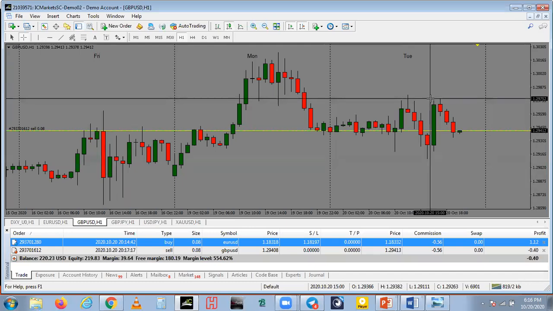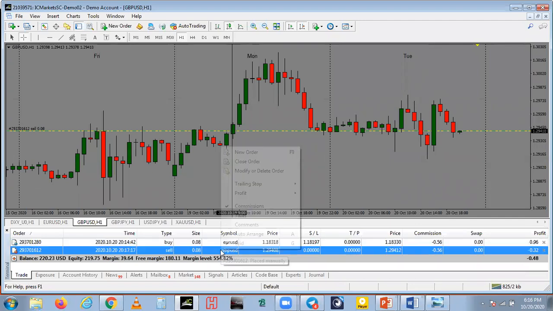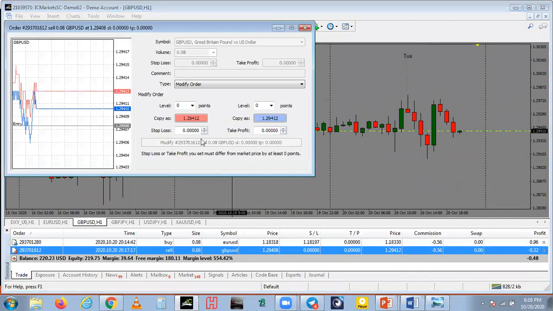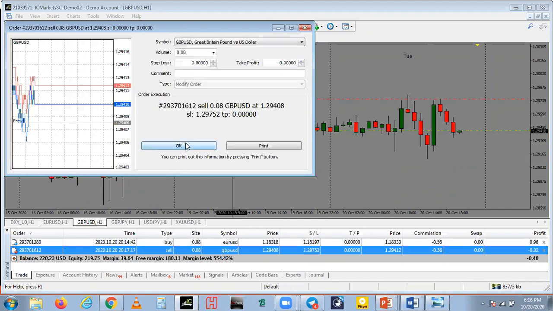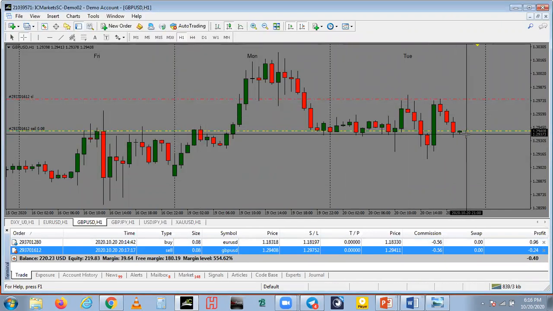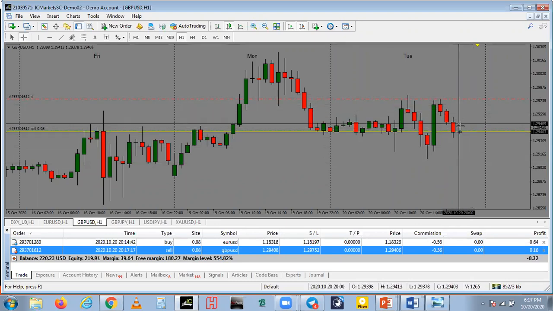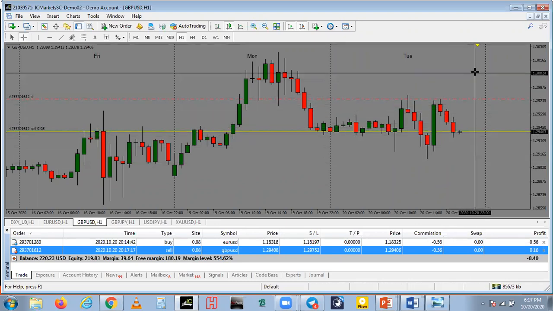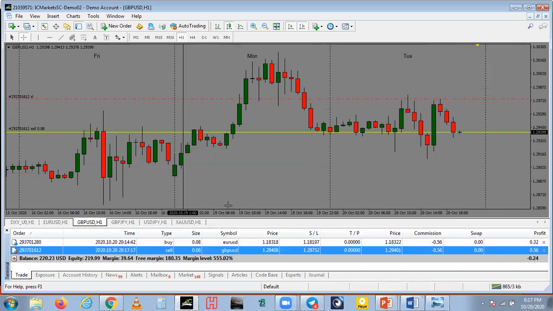So that's 1.29752. Then you come and modify it. You can see that our stop loss is there. So we're expecting the market to go down. If it doesn't go down, it means we are losing money. If it goes against us and hits our stop loss, you've lost money. So your stop loss saves you from losing too much. What if this market just keeps going up? It means you're losing money, all right?